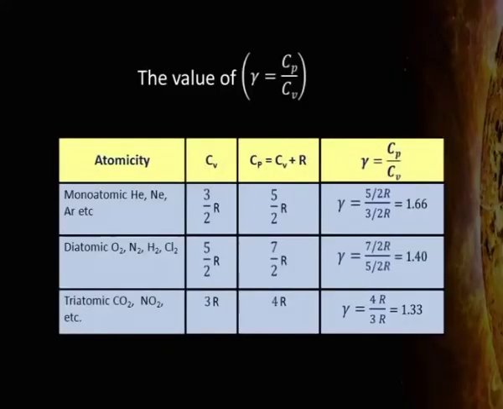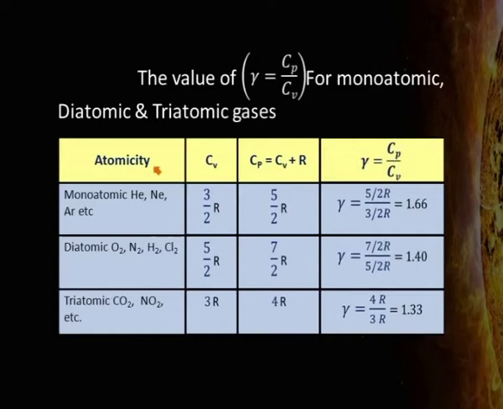Ratio of Cp by Cv is denoted by gamma and it is known as Poisson's ratio. This ratio depends upon the atomicity of the gas. You can have a look at this table for the different values of Cp and Cv for monoatomic, diatomic and polyatomic gases. If the atomicity of the gas is 1, that is the gas is monoatomic, for example helium, neon or argon, Cv will be equal to 3 by 2R and Cp will be equal to 5 by 2R.